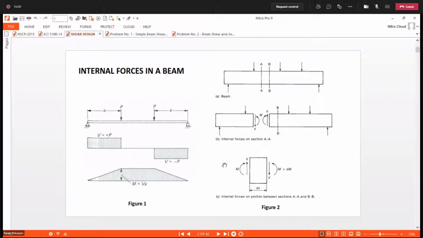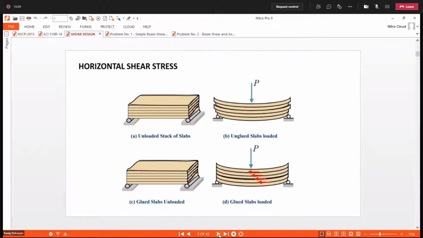So later on, we will see these again. For the next slide, considering now our horizontal shear stress, we have here two unloaded stacks of slabs, letter A and letter C.